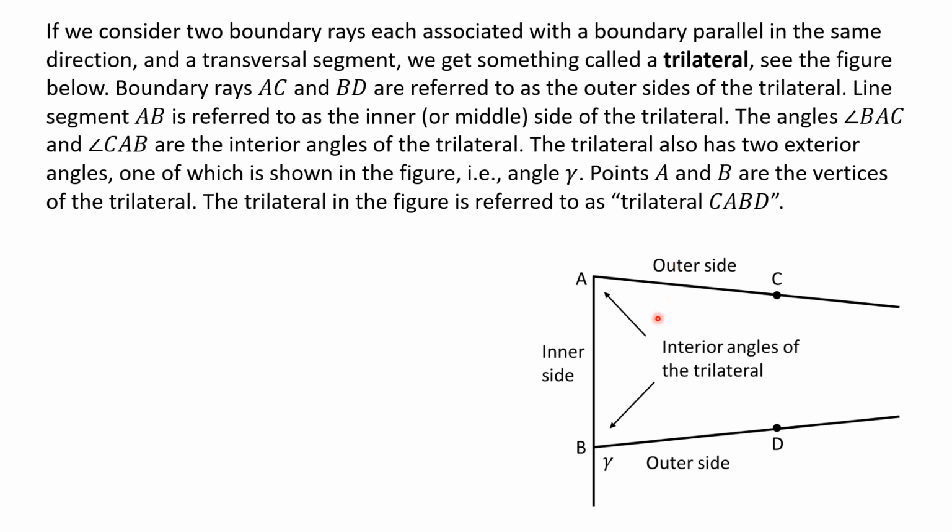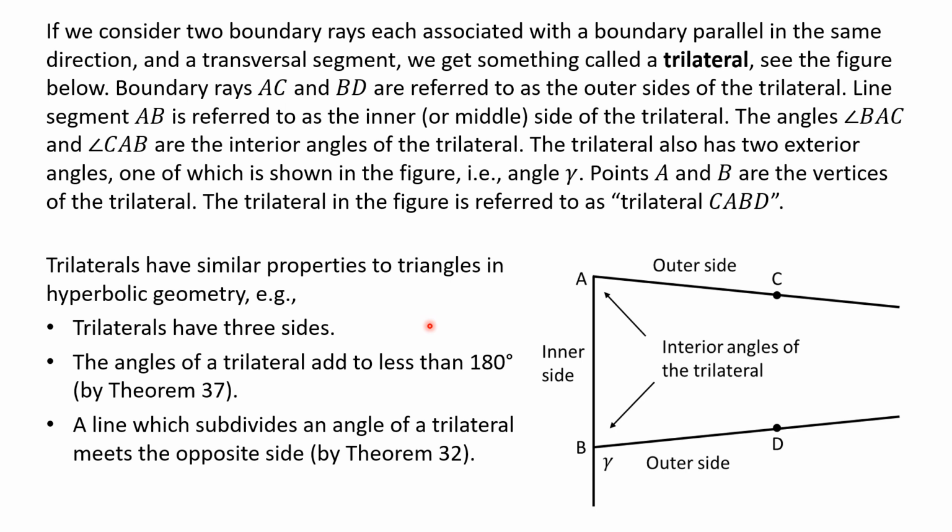And then we have some additional terminology. The interior angles here at A and B are known as the interior angles of the trilateral. And then this angle here, gamma, is an exterior angle. We have another one up here. I didn't draw it, but there'd be a second exterior angle here. And the triangle itself is referred to as trilateral CABD, and it has some similar properties in general to a hyperbolic triangle, which I've noted here.